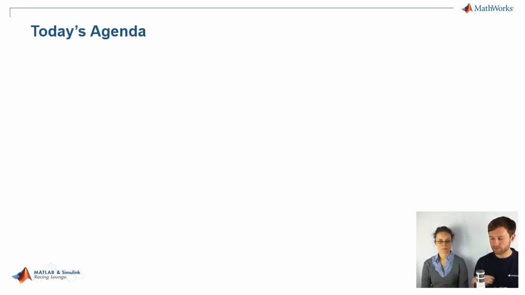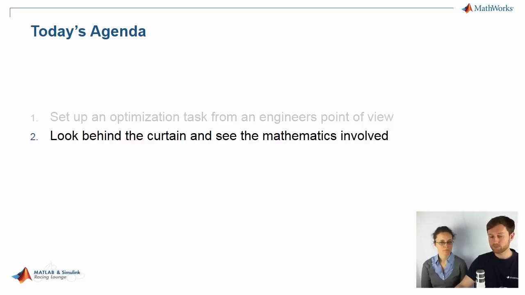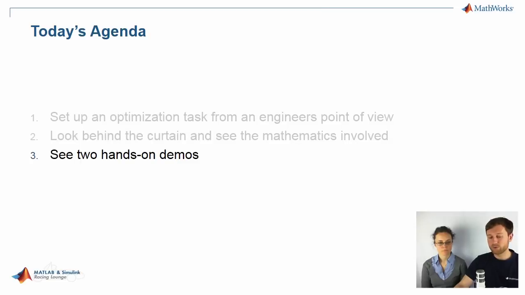Well, today's agenda is basically, we will set up an optimization task from an engineer's point of view. We are going to use a suspension model, a SimMechanics suspension model for that, and that is part of the online training. So you have access to all files. You can do exactly the same that we do here on your computer. As said, we will look behind the curtain, talk about the mathematics, define the problem properly. And then we will see 2 hands-on demos. As said, all files are available. You can do them exactly as they are on your computer.